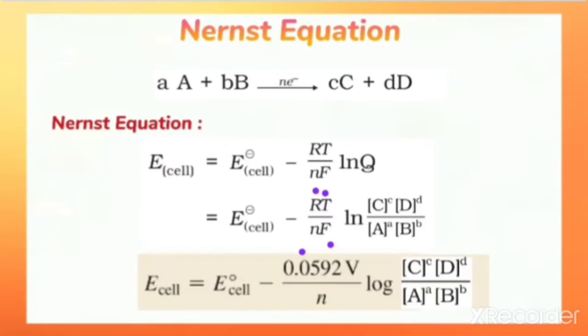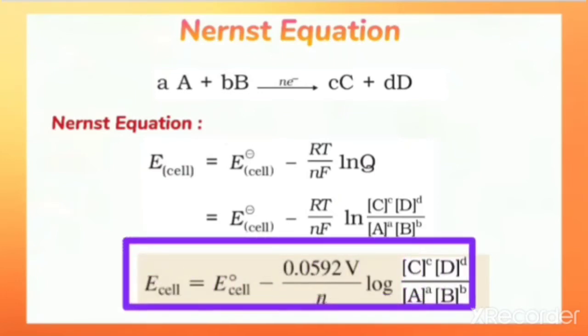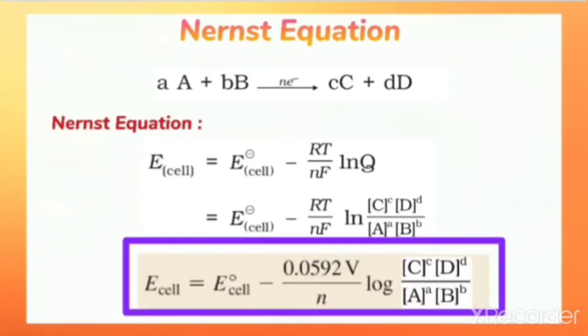After substituting this, when we solve it, we get an equation that is the Nernst equation. Now this is the final equation which you have to learn. How do we find the E cell, that is the EMF of the cell, by using the Nernst equation? It is equal to E naught cell.